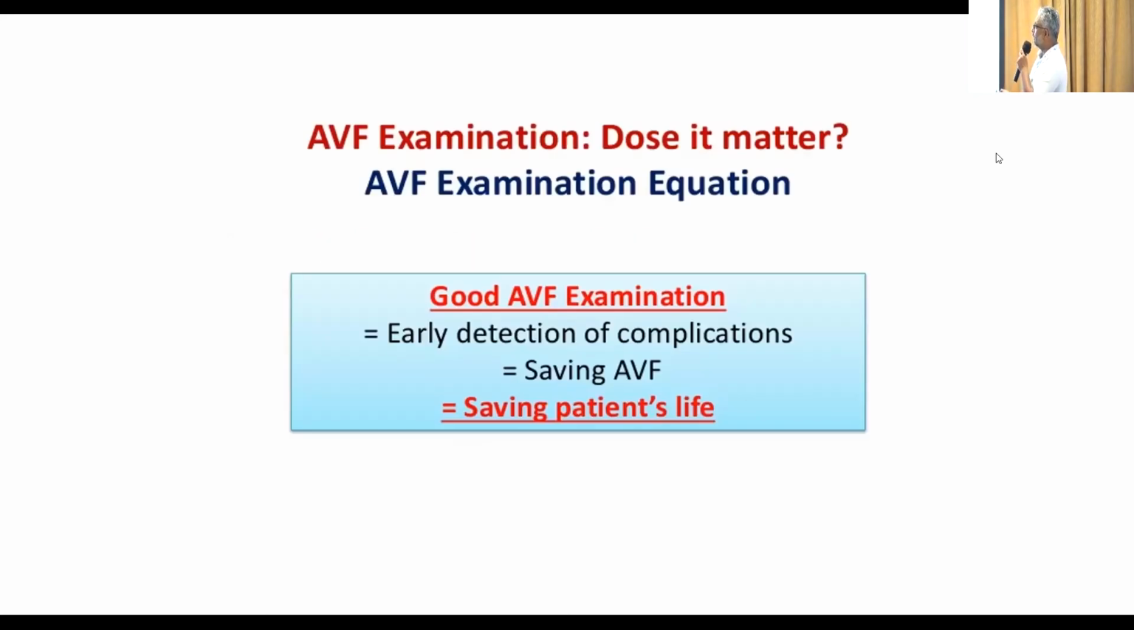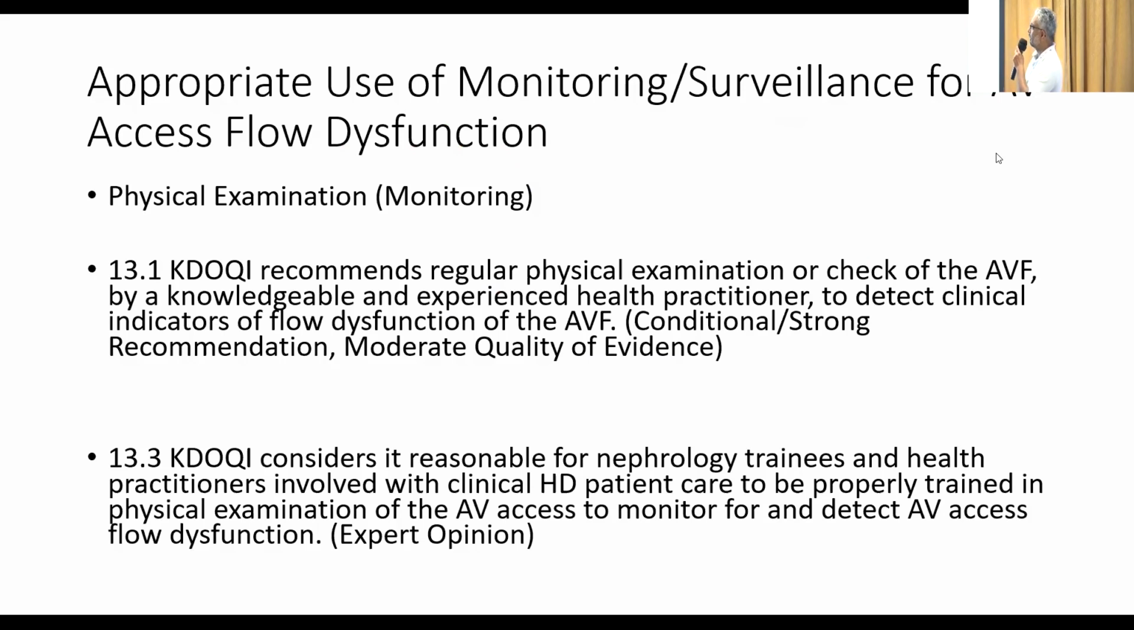Again, if you have good AV fistula examination, you detect these problems earlier. Maybe the patient who had a collapsed or thrombosed fistula, if he was examined earlier, maybe he had some outflow obstruction, was sent to the vascular surgeon, the patient couldn't have got the thrombosis, right? And then it equals saving. So again, it's reiterated in the KDOQI guidelines that regular physical examination or check of the AV fistula by a knowledgeable and experienced health practitioner to detect clinical indicators of flow dysfunction. And this is a strong recommendation, all right?